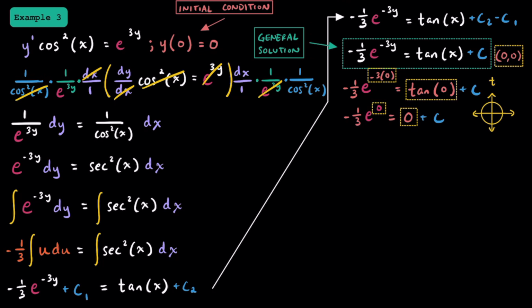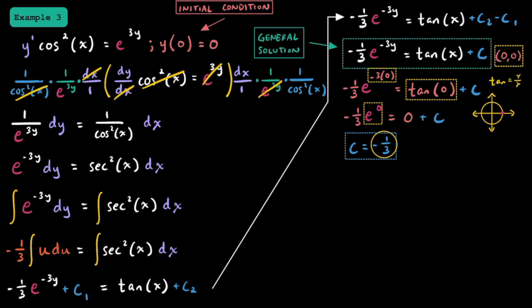You want to remember on your unit circle that tangent is just going to be y over x. So when you're at 0 degrees, that's located right over here along the x-axis, the y value is 0 and the x value is 1. So 0 over 1 is just 0. And on the left side, since e to the 0 is just equal to 1, we can say that given our initial condition of 0, 0, our constant in this case is going to be negative 1/3.